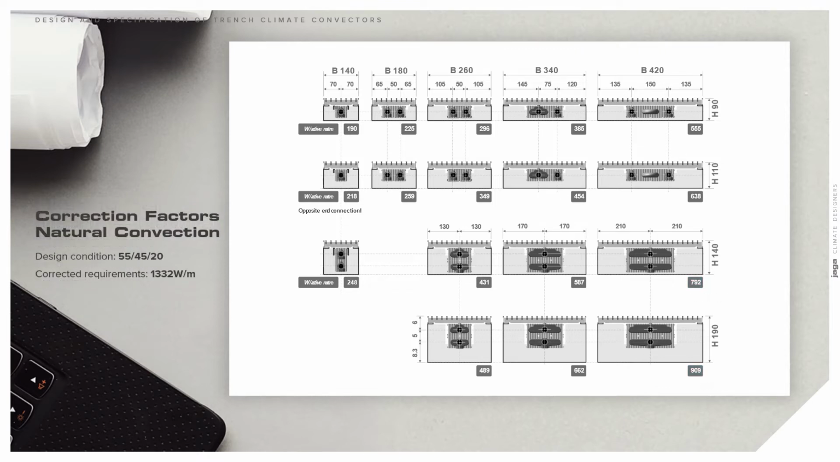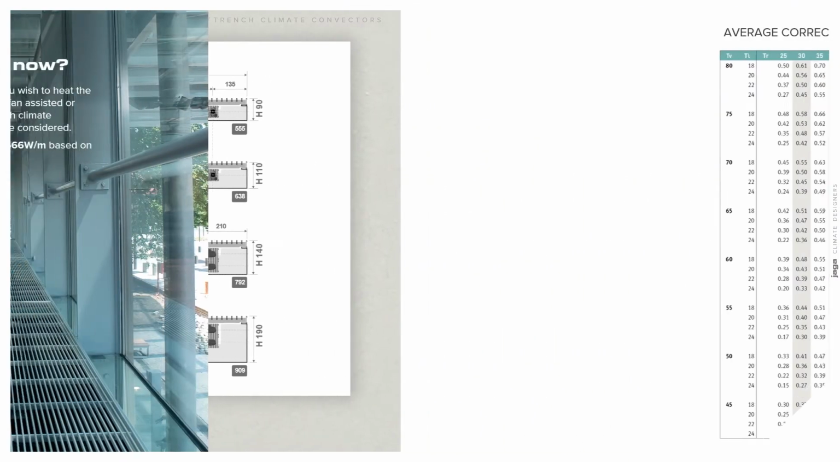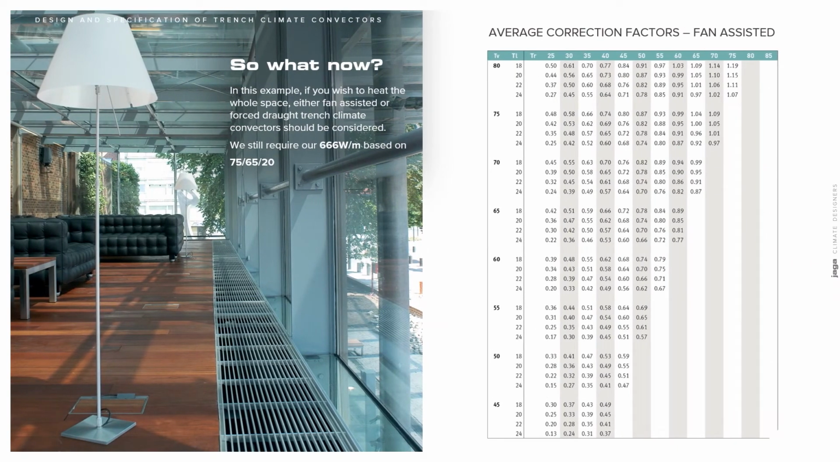What if the design conditions are different? For example, 55-45-20. The same correction factor of 0.5 would apply, meaning a corrected requirement of 1,332 watts per meter. As you can see from the matrix, this cannot be achieved with a natural convection unit. We therefore need to consider alternative unit types. The obvious alternative is to use a fan-assisted unit.